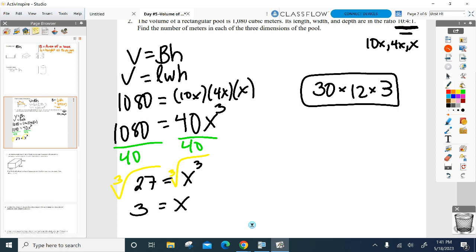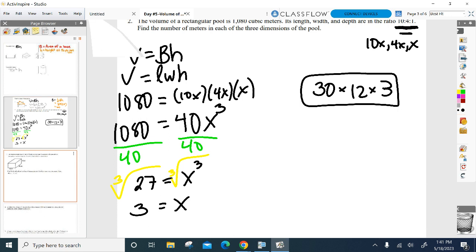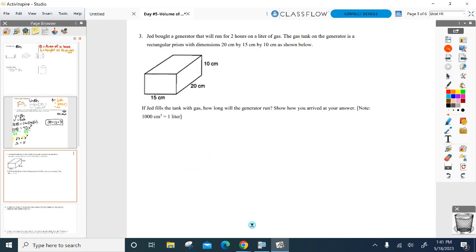All good. All right, what do you say we help out Jed in his generator? This is the type of problem we're going to be dealing with in the second half of the unit. All right, there's the generator. It's a rectangular prism. It runs 2 hours on 1 liter of gas. How many hours is this bad boy going to run? And I gave you a little conversion here.